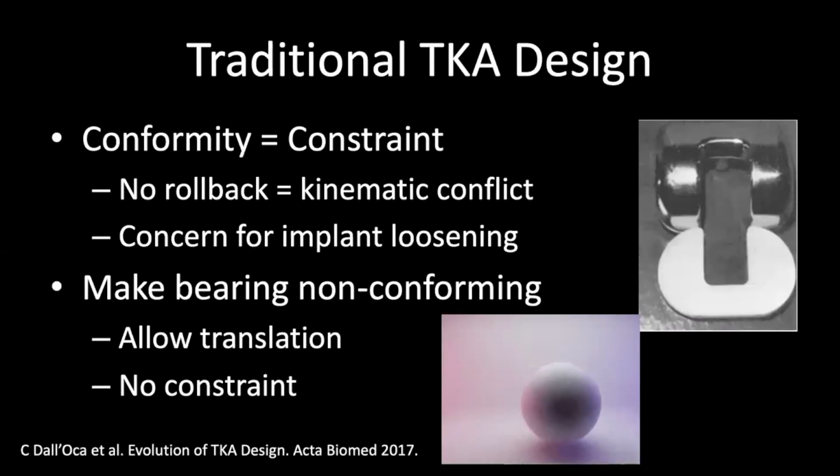Next, I would like to talk about total knee arthroplasty design. The traditional total knee arthroplasty design was based on the fact that increasing conformity leads to increasing constraint, and this was viewed as a bad thing. This would prevent the knee from rolling back and would cause kinematic conflict. This increasing conformity and thus increasing constraint would cause implants to come loose because they were not allowed to slide around and find their own path. And so the initial total knee arthroplasty designs made the bearings non-conforming. You can see this on the image to the right, where you have a cylindrical femoral component and a flat tibial polyethylene, and this functions like the sphere on a flat surface like you see below, where there was no constraint within the knee.